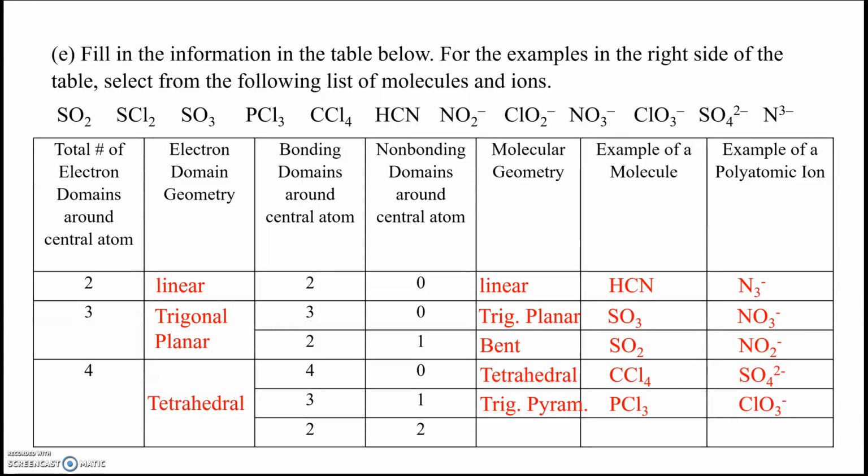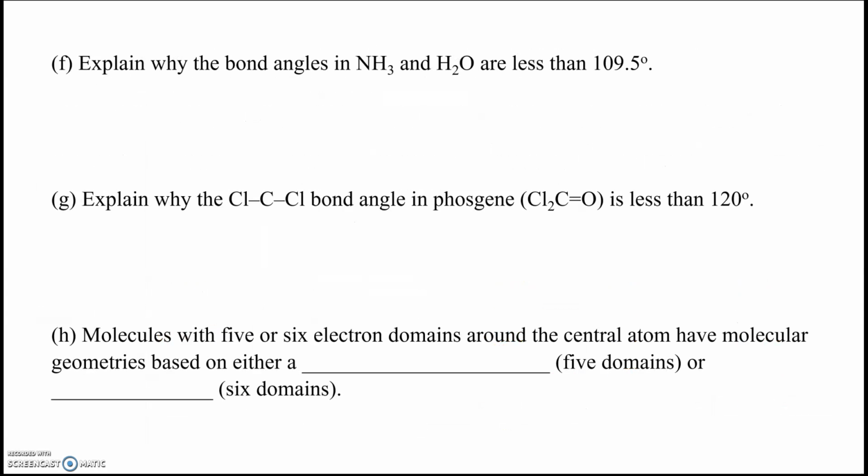So my example would be phosphorus trichloride, and my ion that fits this shape would be chlorate. 2 and 2 is going to give me the bent structure, and my example here would be sulfur dichloride with chlorite as my polyatomic ion. All right, now let's go to the next one.